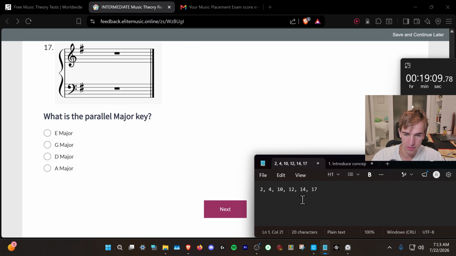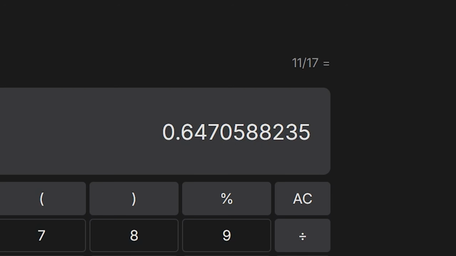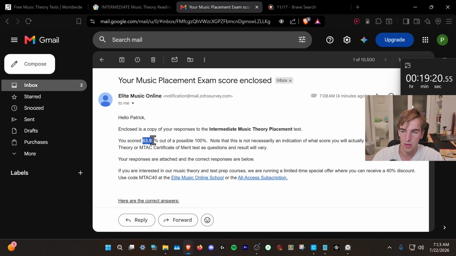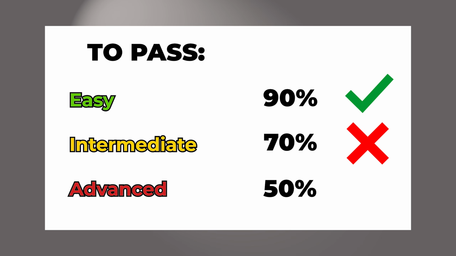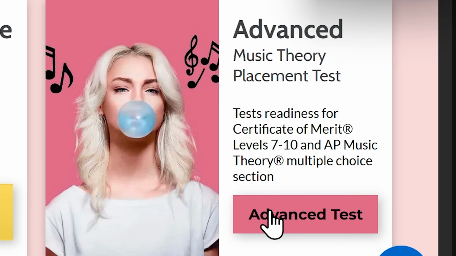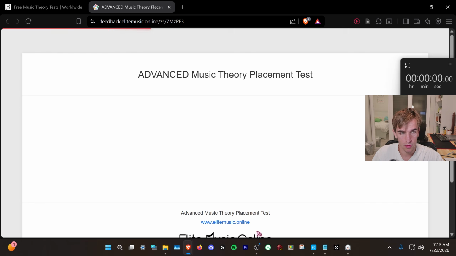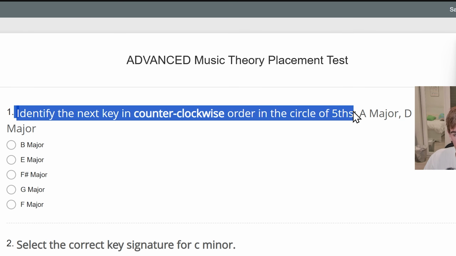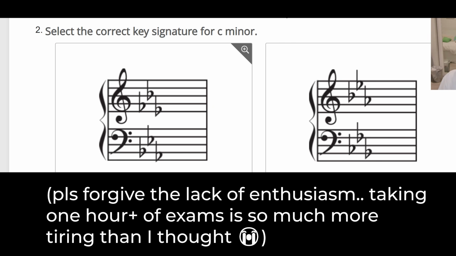One, two, three, four, five, 6 questions wrong out of 17, which is 64.7. Yeah, it says 63, but basically, yeah, we did not pass the intermediate level. Now it's time for the advanced. Okay, 30 questions, no way. I can get 15 wrong and still pass according to my standards. Ready, set, go. Identify the next key in counterclockwise order. Okay, this is easy. A major, D major, G major. Easy. Correct key signature for C minor.